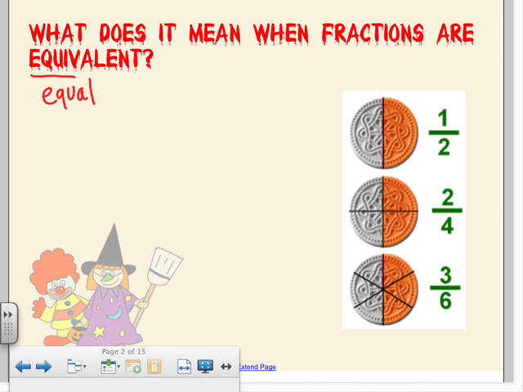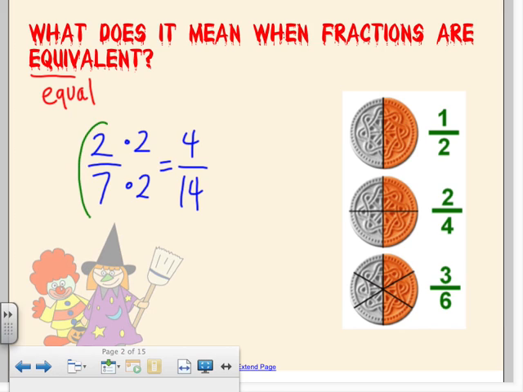So if I were to take the fraction 2/7, if I wanted to find equivalent fractions, all I have to do is multiply the numerator and the denominator by the same thing. So 4/14 would be equal to 2/7. Okay, because it gets simplified. You can also divide the numerator and denominator by the same number.